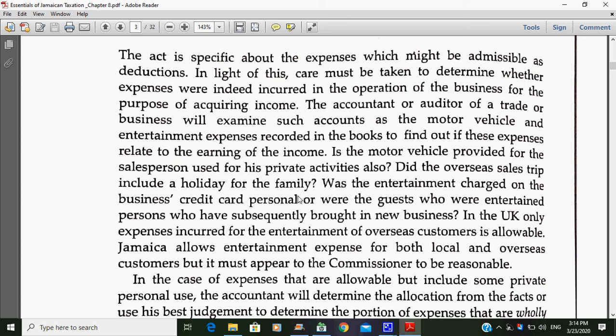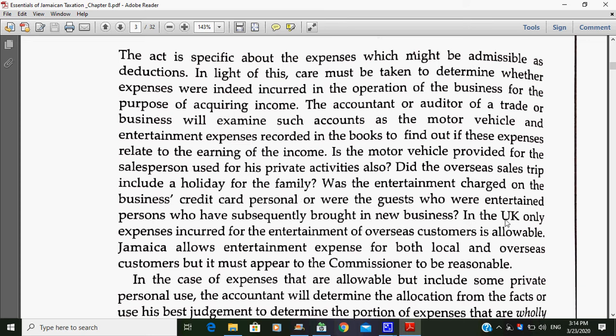Was the entertainment charged on the business credit card personal, or were the guests who were entertained persons who have subsequently brought in new business? These are the questions that the auditor might ask to see whether it was wholly and exclusively used in what? Expense in the earning of revenue.